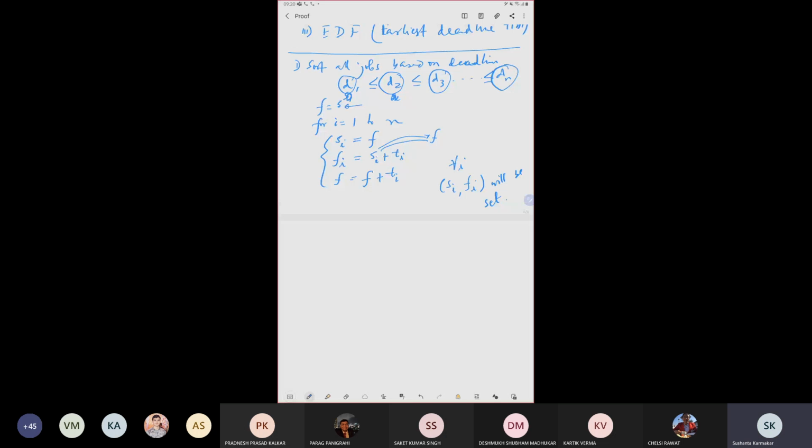So now I need to show that this is an optimal solution. Optimal means the max lateness generated by this algorithm is the minimum value. I mean, there is no algorithm which can schedule these jobs in a different way and achieve a max lateness smaller than the max lateness generated by this algorithm. Okay, so to prove that, we use a technique known as exchange argument.